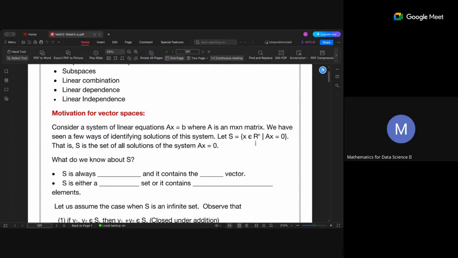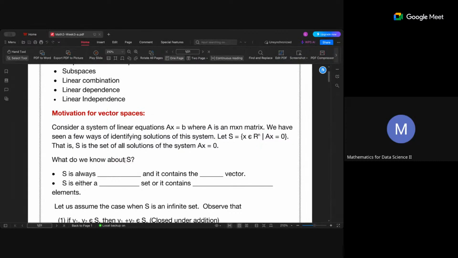Now consider this set S = the set of all x in R^n such that Ax = 0. What do we call this equation Ax = 0? Homogeneous. Yes, this is a homogeneous system. So S is the set of all solutions of the homogeneous system Ax = 0.